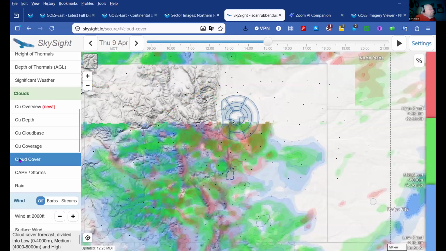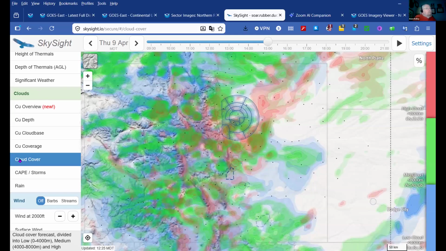And then the cloud cover. In this case, the colors are talking about height bands. So a low, which is the blue, so those are clouds in the first 4,000 meters or the first 13,000 feet. Medium is between 4 and 8, and the high, which is the red, is the high clouds. Those are above 18,000 feet.